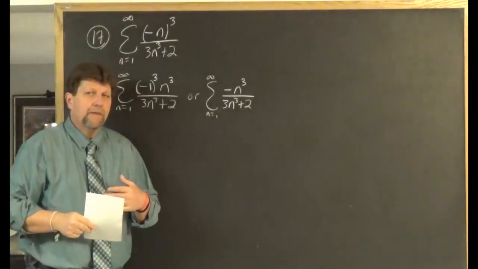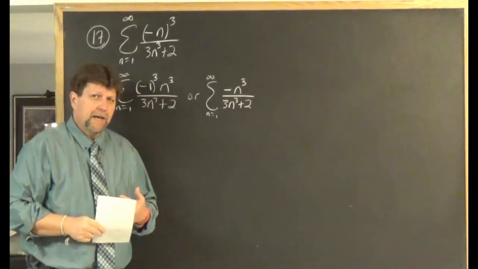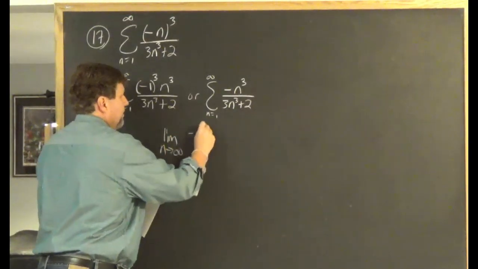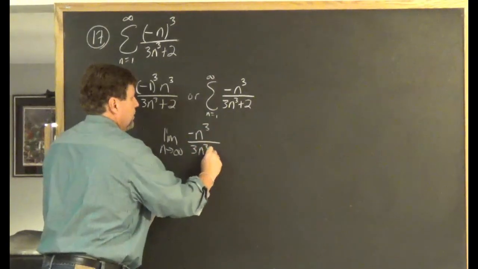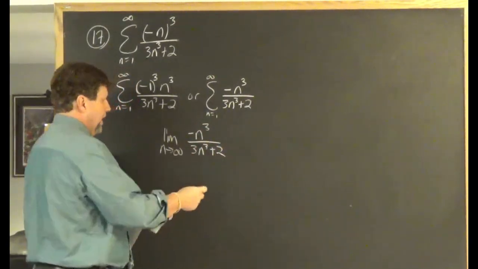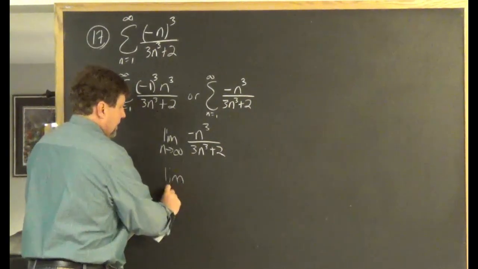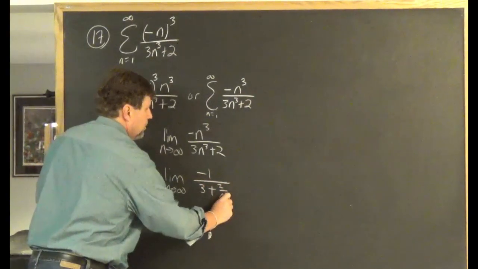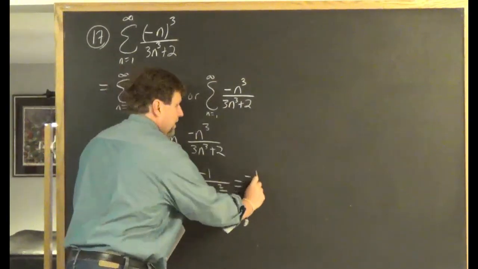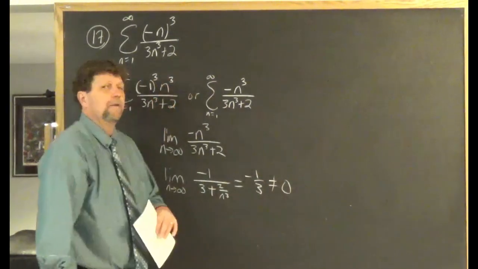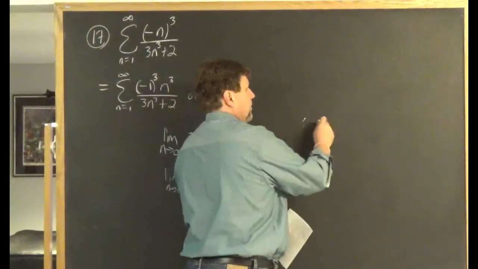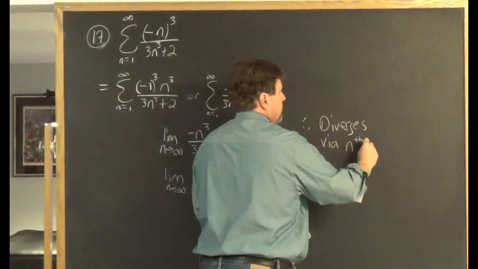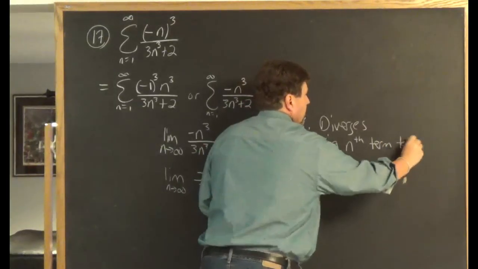And now when I'm looking at it, I'm thinking the nth term test. When I'm looking at this limit, as n goes to infinity, negative n cubed over 3n cubed plus 2, I divide everything in the numerator and the denominator by n cubed. I get negative 1 over 3 plus 2 over n cubed. That limit is negative 1/3, which does not equal 0. So, our conclusion, the series diverges thanks to the nth term test for divergence.